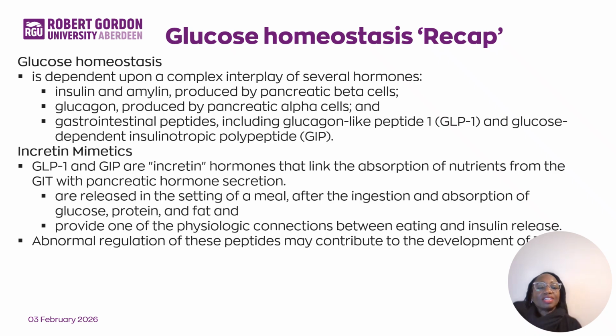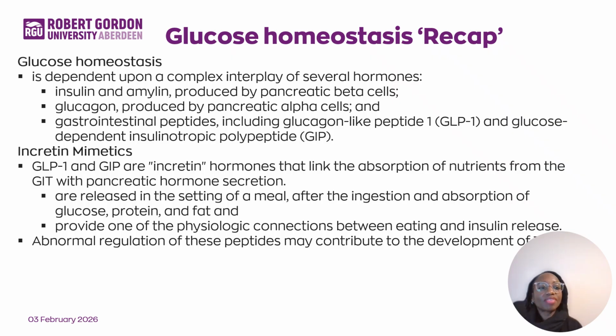I thought I'll go back and revisit the glucose homeostasis again. Remember, it's complex, an interplay of several hormones. Insulin and amylin are produced in the pancreatic beta cells, glucagon is produced in the pancreatic alpha cells, and then you have the GI peptides, including glucagon-like peptide 1, so GLP-1, and glucose-dependent insulinotropic polypeptide, GIP.